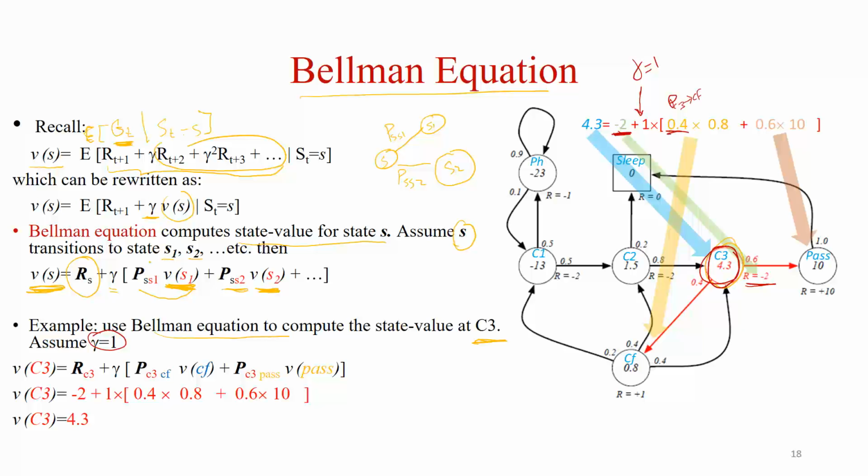So this 0.4 times the state value of the cafe, which is 0.8, plus 0.6, which is the probability of going from C3 to pass, times the state value of pass, which is 10 here. You add up all these numbers and you get 4.3, and as you can see here it is 0.43. What I just said is right here as well.